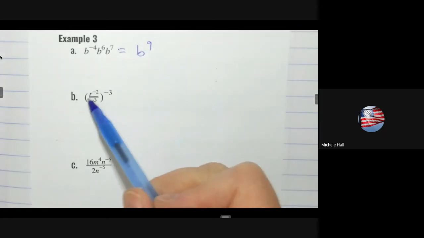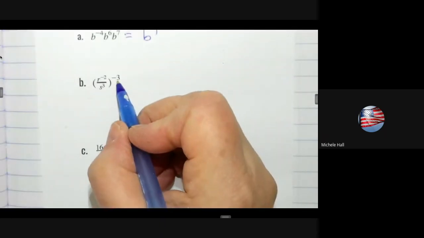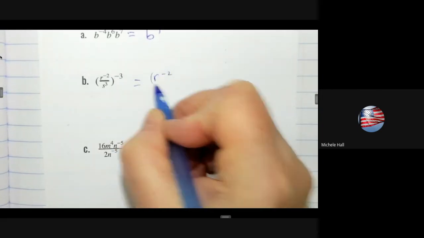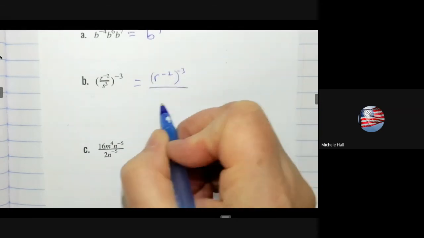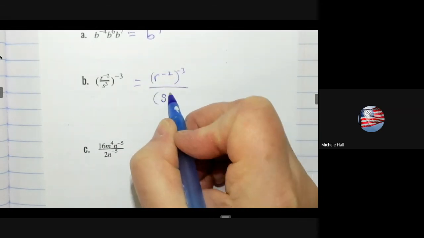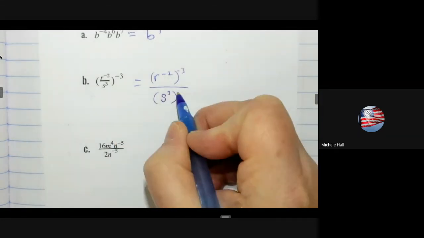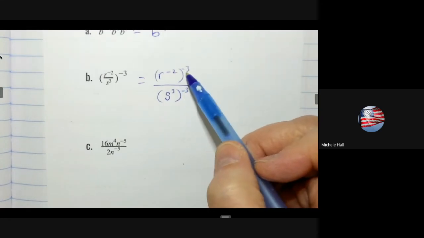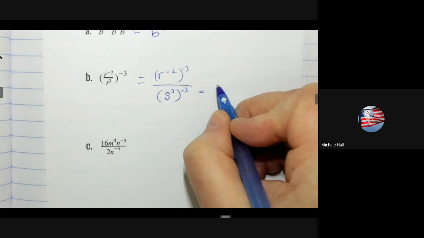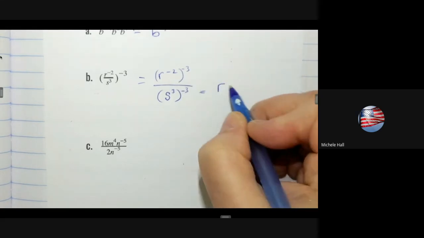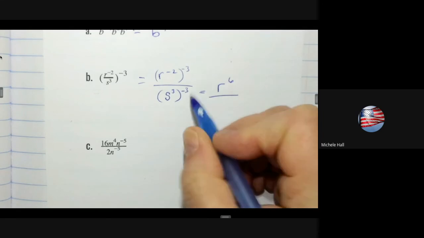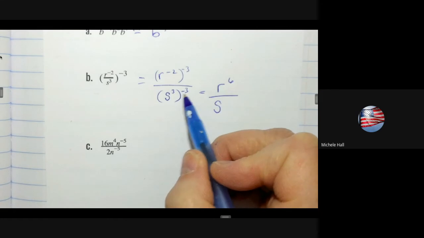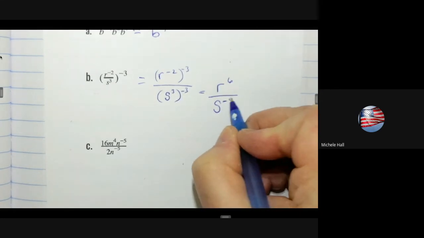We have a quotient being raised to a power. I am going to apply the exponent to the numerator and denominator. We get r to the negative 2 being raised to the negative 3 divided by s to the third power also being raised to the negative 3. Simplify. We have a power raised to a power, which means we multiply those exponents. So we get r to the negative 2 times negative 3 is positive 6. And then we have s being a power raised to another power. 3 times negative 3 is negative 9.